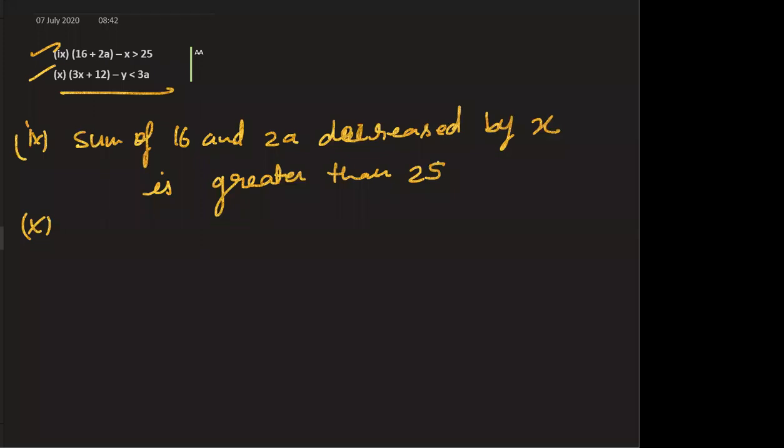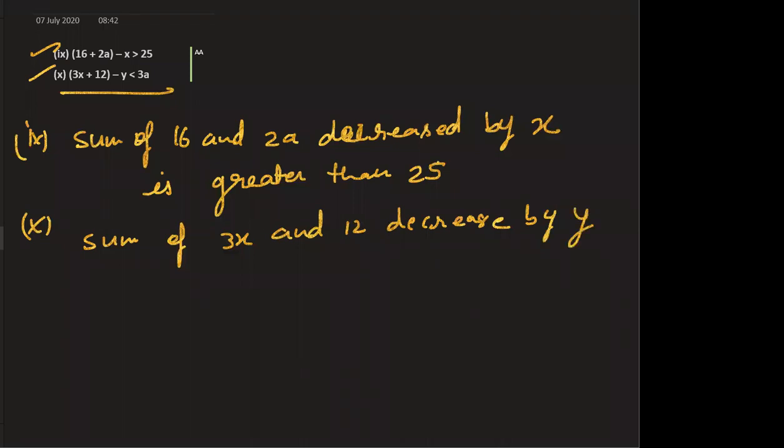Next is sum of 3x and 12 decreased by y is less than 3a. Is it okay, students?